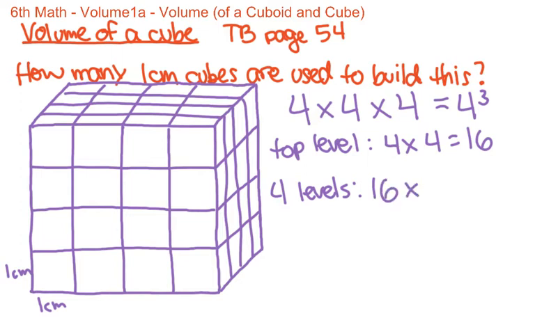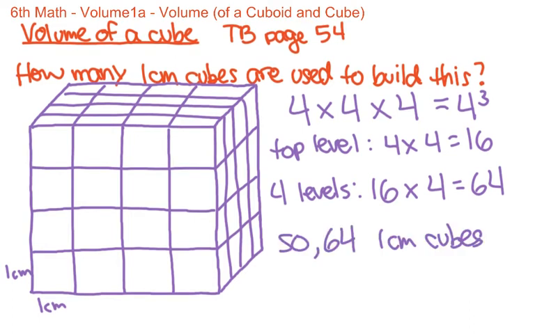And I would like you to commit this to memory. 16 times 4 is 64. Let's memorize it. 16 times 4 is 64. 16, 4, 64. Okay, got it? So the answer to the question actually is 64 1 centimeter cubes. We could stack them on top of each other and create this Rubik's Cube type thing.